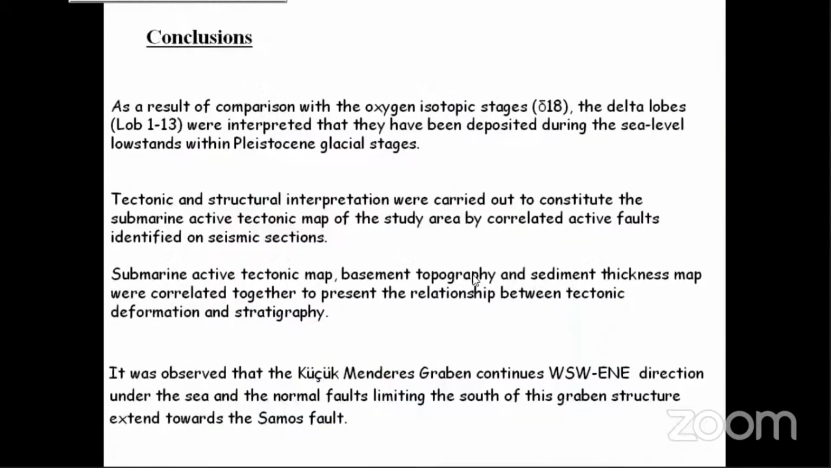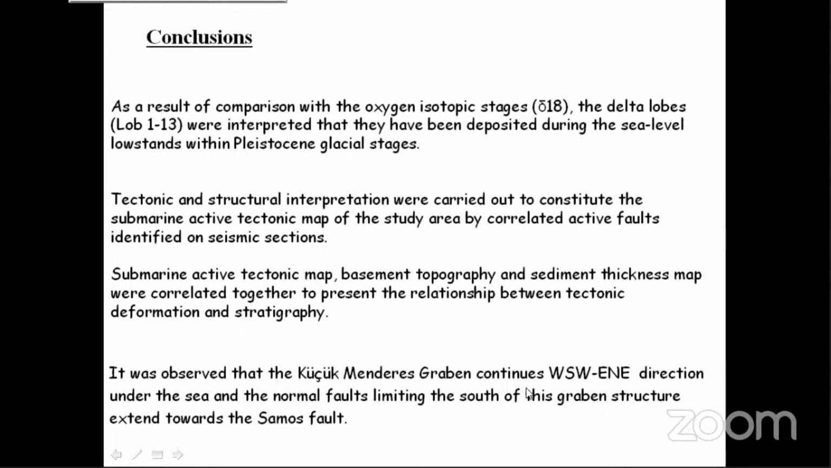And as a conclusion, as a result of the comparison with the oxygen isotopic stages, there are 13 delta progradations that happened in glacial times. And the tectonic and structural interpretations were carried out to constitute a submarine active tectonic map of the study area by correlating active faults identified on seismic sections. And the submarine active tectonic map, the topography and the sediment thickness map were correlated together to present the relationship between tectonic deformation and stratigraphy.